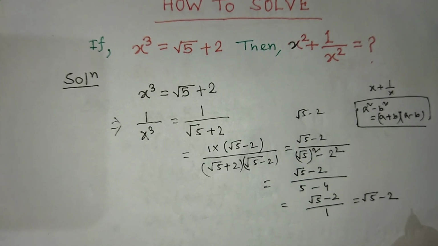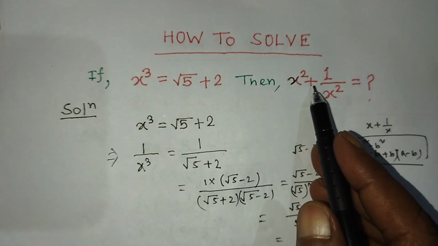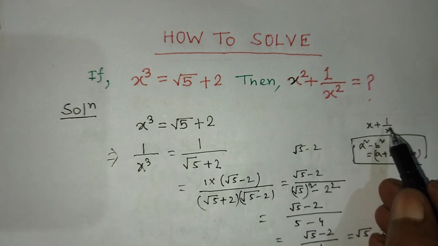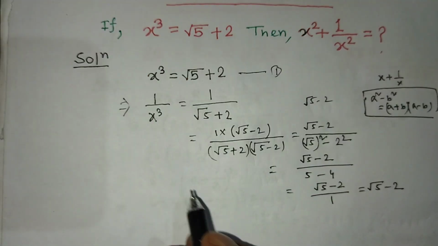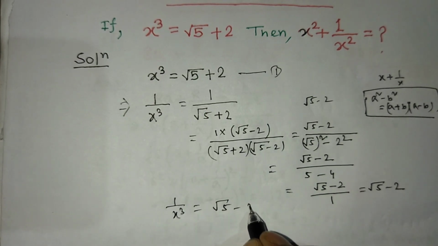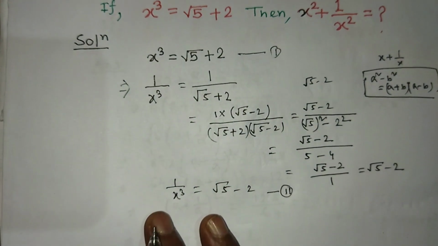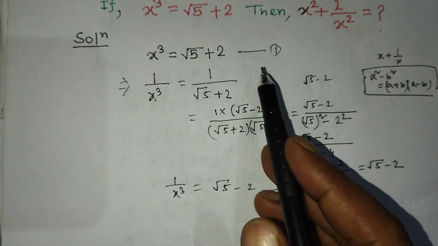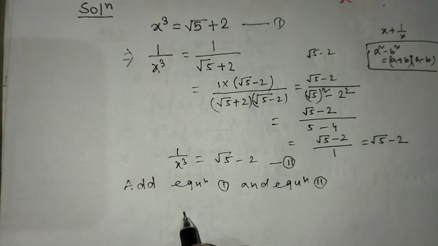Okay student. But my dear student, to find the value of x square plus 1 over x square, we need to find the value of x plus 1 by x, then we are able to find the value of this algebraic expression. Okay student, the value of 1 by x cube will be root 5 minus 2. So this is equation number 1 and this is equation number 2. So student, to find the value of x plus 1 by x, we have to add both equations.